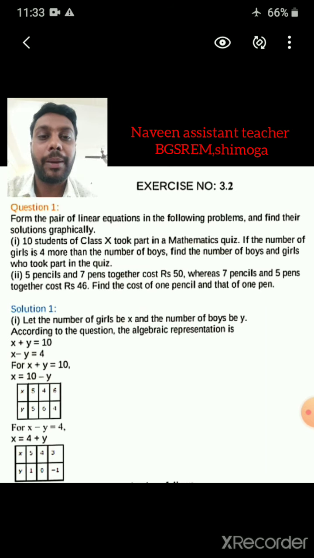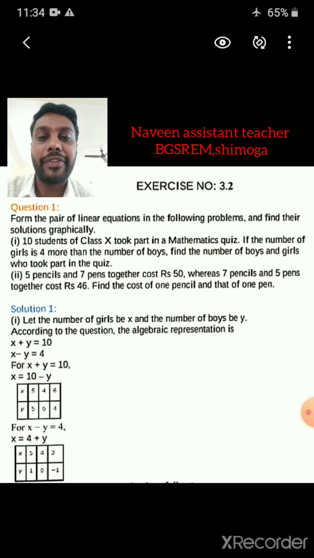First, you have to represent the statement in algebraic form. Let the number of girls be x and the number of boys be y. According to the question, the algebraic representation is x + y = 10, that is, the number of boys and girls together is 10. And the other equation will be x - y = 4, because the number of girls is 4 more than the number of boys.